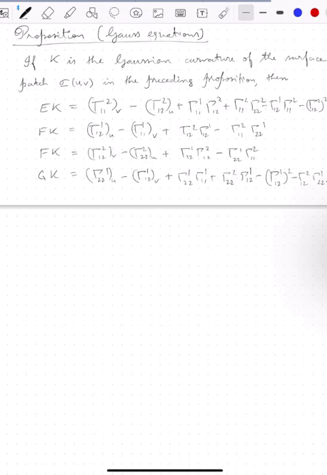and I'll just be giving the expression for the Gaussian curvature, right? So what we have is the Gauss remarkable theorem.